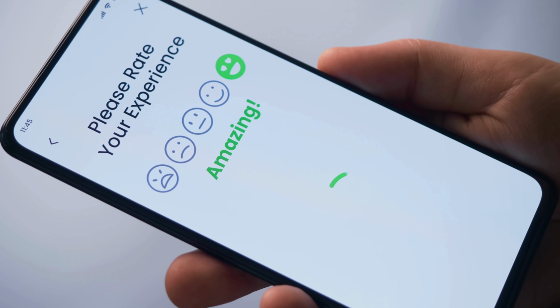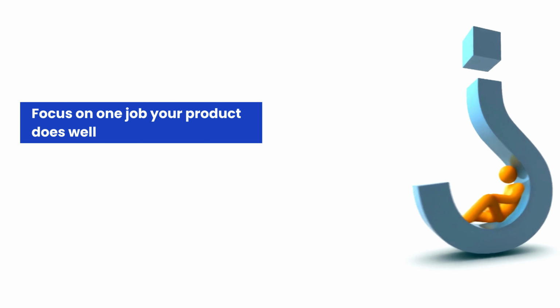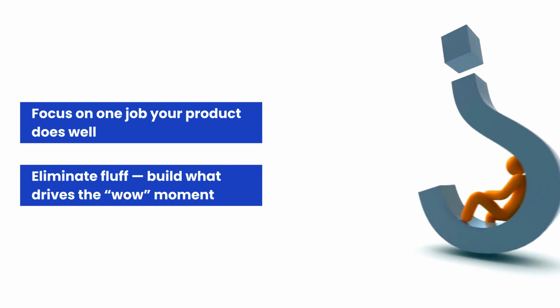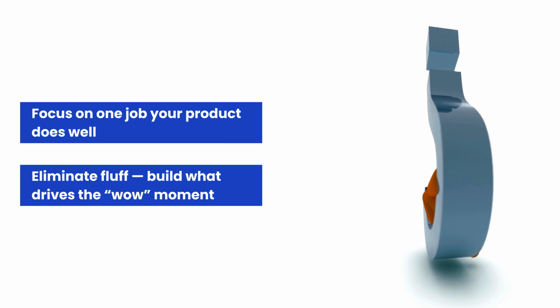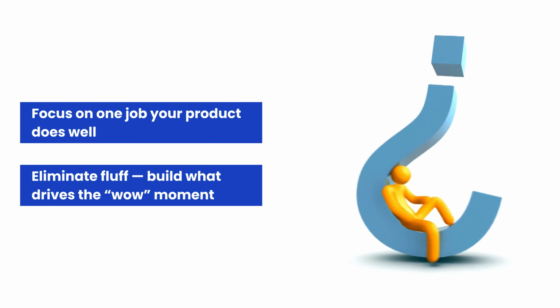Your MVP shouldn't try to do everything. Think about what's the one job your product must absolutely nail? Strip away the extras. Your first users need to say, yes, this is exactly what I needed. That one core feature? Build that first and build it fast.